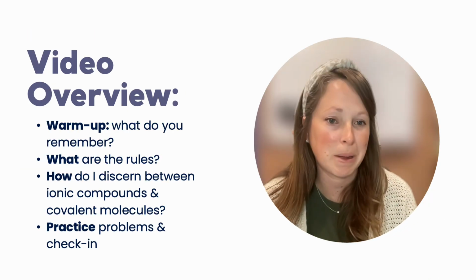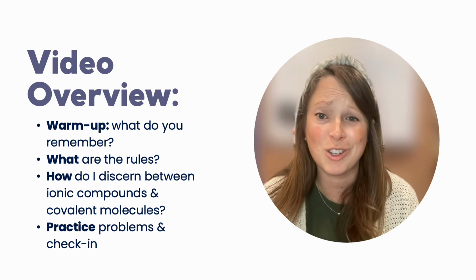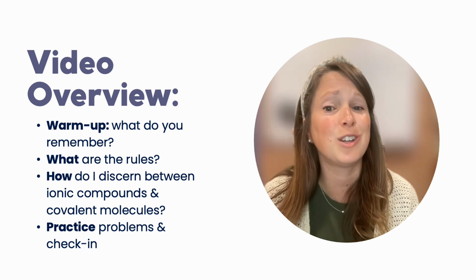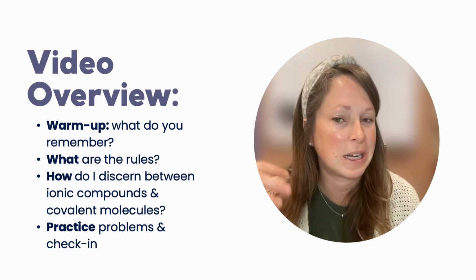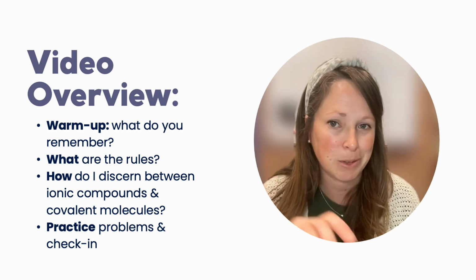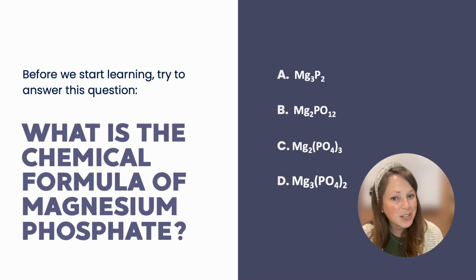We're going to start with a warm-up, see what you remember, and then I'm going to teach you everything you need to know to understand the nuances of nomenclature, or the naming systems used in chemistry. So which of these four choices represents the correct formula for magnesium phosphate? Go ahead and pause the video here. Try it out. Let's see what you remember.